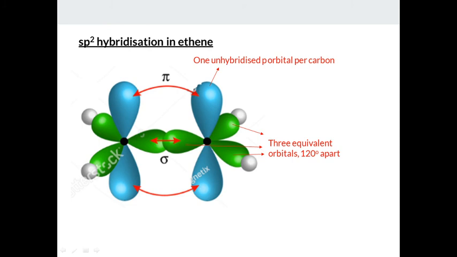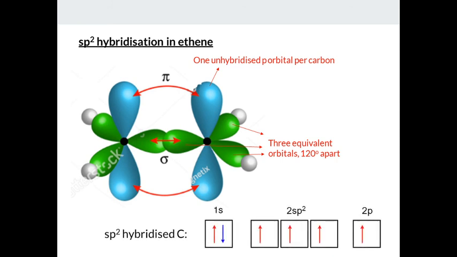What about ethene? What is the hybridization like in ethene? So we note that ethene must definitely reserve an unhybridized p orbital per carbon atom to form the pi bond, because we learned that pi bonds in our H2 syllabus can only be formed between 2 p orbitals overlapping side to side. And we know that each carbon atom then forms 3 equivalent sigma bonds 120 degrees apart, thus necessitating the use of 3 equivalent orbitals. So the answer will be an sp2 hybridization.